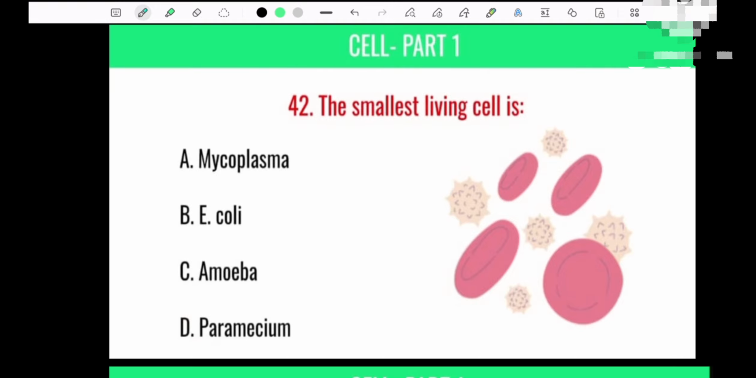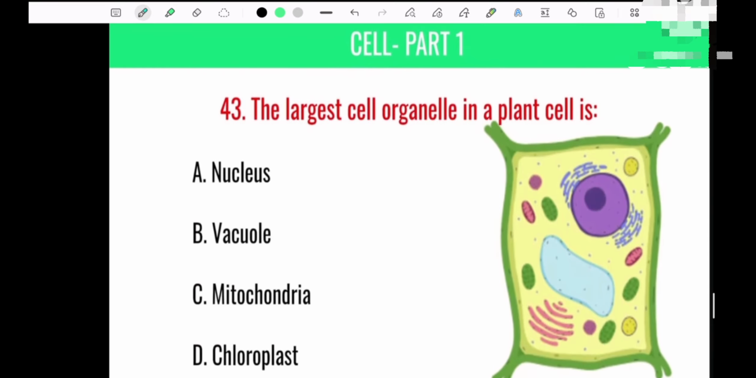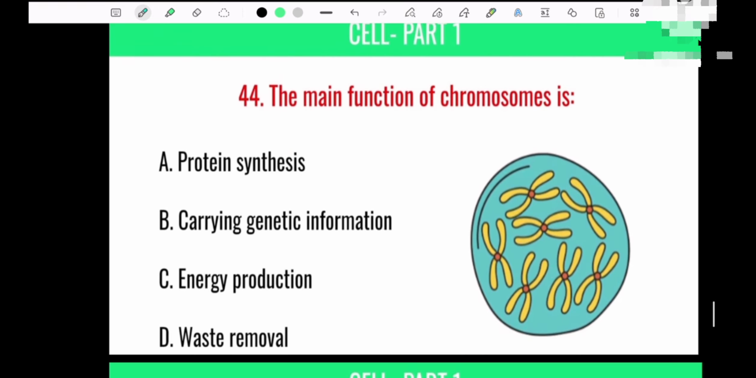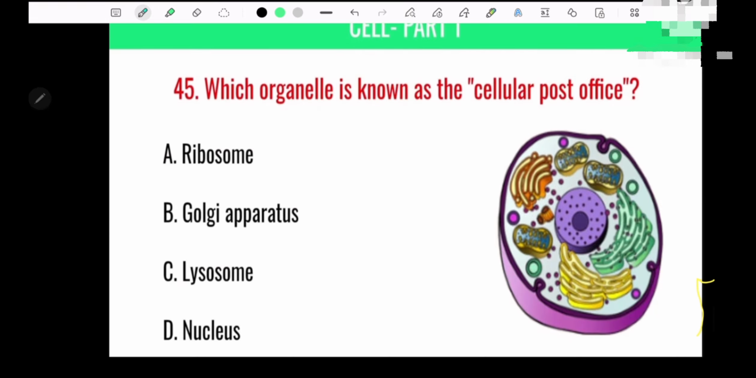The smallest living cell is mycoplasma. The largest cell organelle in a plant cell is vacuole. The main function of chromosomes is carrying genetic information. Which organelle is known as the cellular post office? Golgi apparatus.